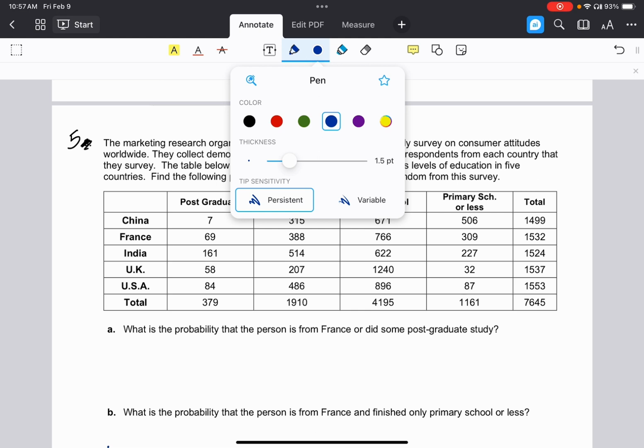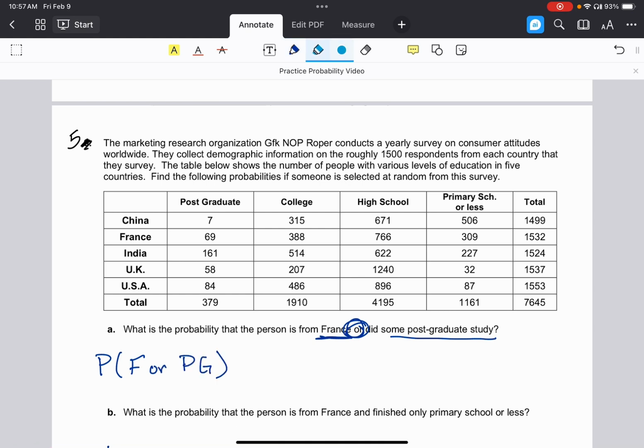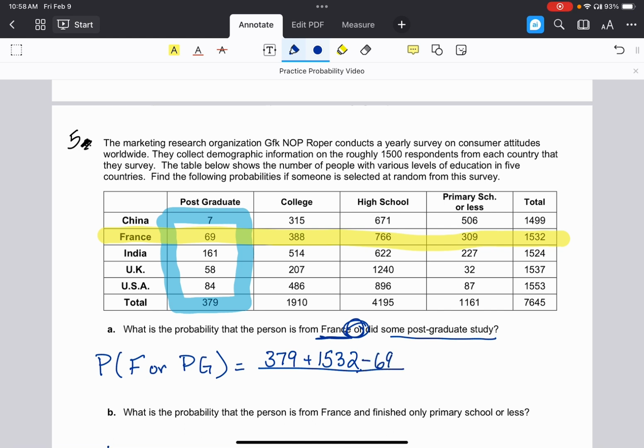On this one, we need to interpret our questions into some probability notation and then set up the probability that we're finding. So the first one: what is the probability that a person is from France or did some postgraduate study? So we have the probability of France or postgraduate. Postgraduate would be this whole first column, and France would be the second country row. This is a big enough table that using the shortcut is quicker: we have 379 postgraduate students and 1,532 people from France, but I added my overlap twice, so if I subtract that out, it makes this particular calculation a little quicker.